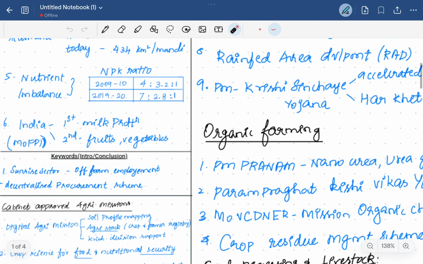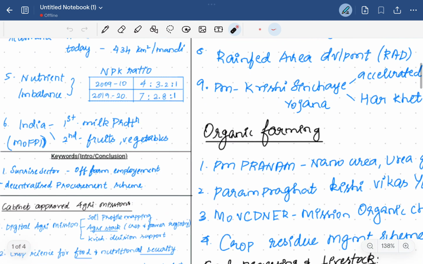Then the decentralized procurement scheme, which is regarding the PDS or food security scheme. Instead of the center wholly procuring the crops and distributing them to the stores, and then the states distributing them to the fair price shops, there is a huge wastage of food crops, which the WHO also mentioned. One-third of the food gets wasted during transport or otherwise. This one-third can be reduced by the decentralized procurement scheme.